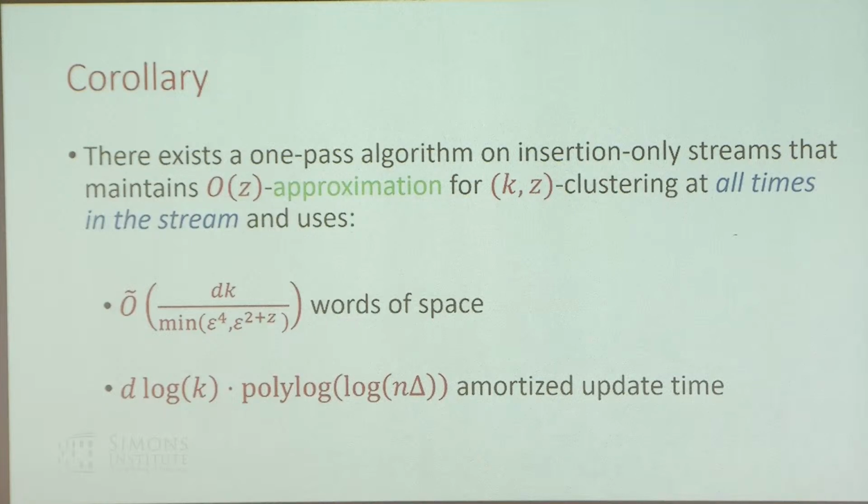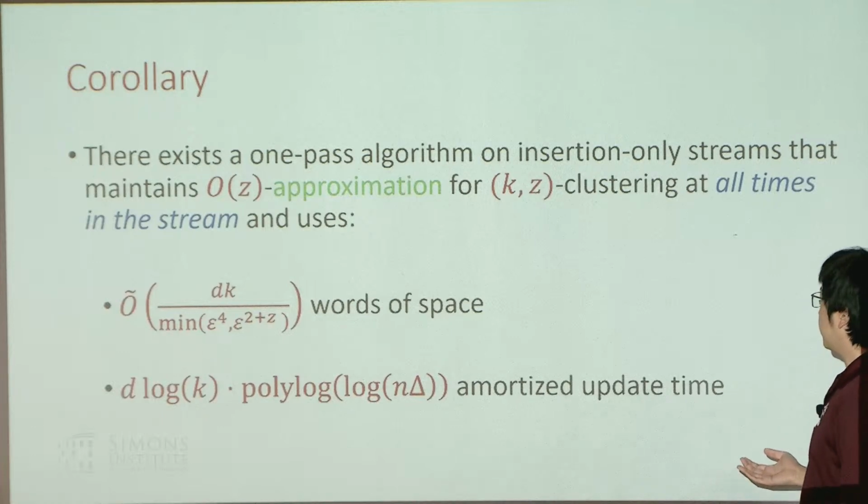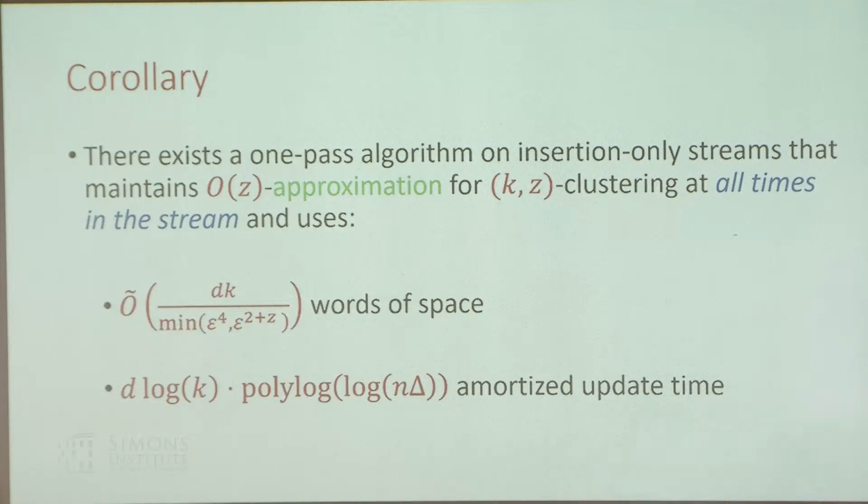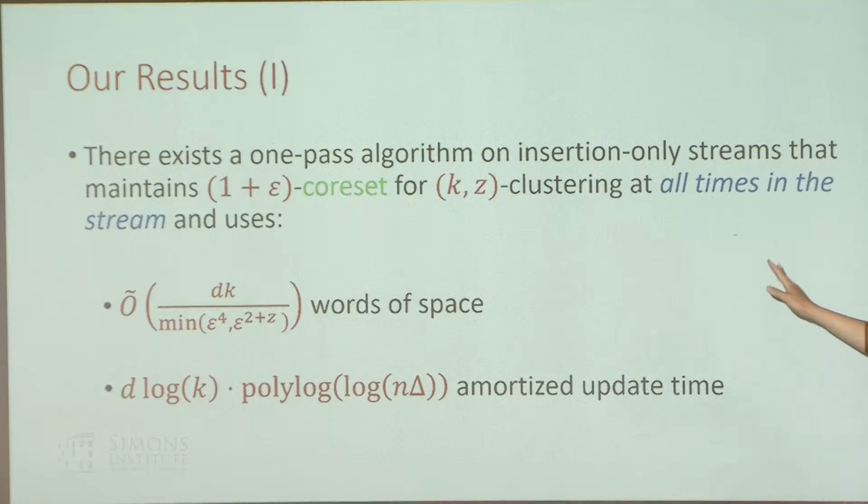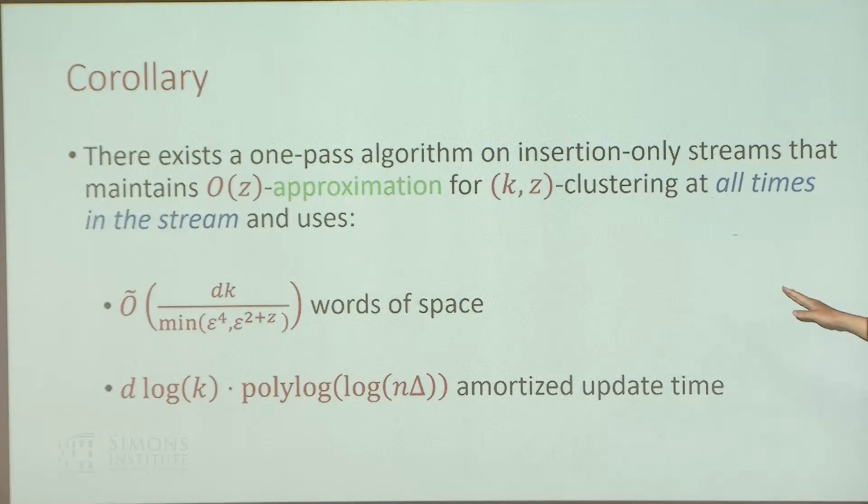And as a corollary, if you actually want a good set of centers, we can't get a 1 plus epsilon approximation. There are hardness results known for this. It's APX hard. But we can get a constant factor approximation. And we can do this again using the same amount of space and same amount of amortized update time. So the difference between these two results is this one is giving you a 1 plus epsilon core set. One is giving you actually k centers that gives a good clustering cost.